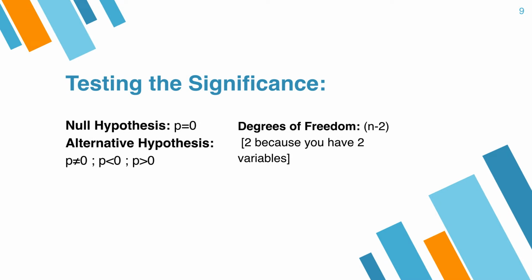And in order to test the significance, we need a null and an alternate hypothesis, which, as you all know, the null will always be rho equals zero, and the alternative will be rho does not equal zero, rho is greater than or less than zero. The thing that makes the degrees of freedom slightly different for correlation is that the formula is n minus 2, and it's n minus 2 because we have two variables. So in order for it to be accurate, you need to take your total number of participants and subtract 2.